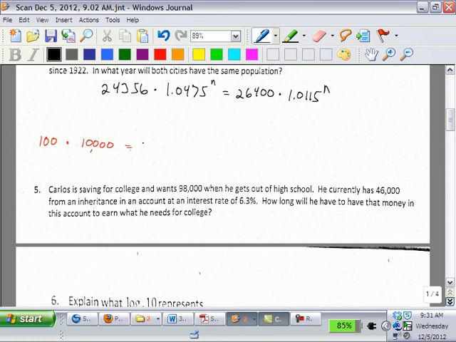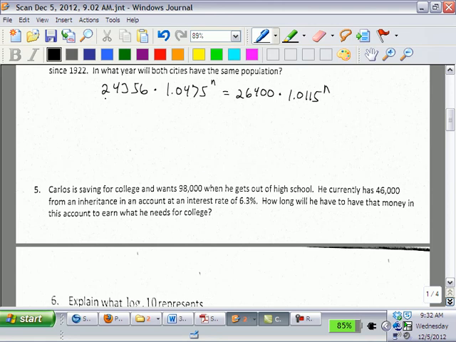Now, I know you can get this answer real quick, but stay with me. 100 is 10 to the what? Squared. And 10,000 is 10 to the fourth. So 100 times 10,000 is 10 squared times 10 to the fourth. What do you do with those two exponents? Add them, so you get 10 to the sixth. Okay.